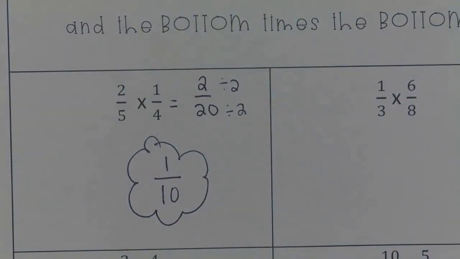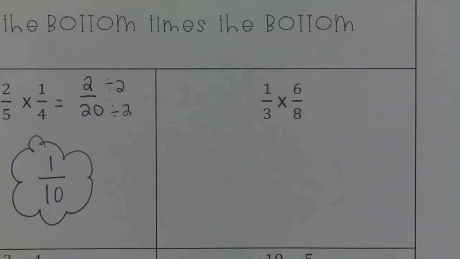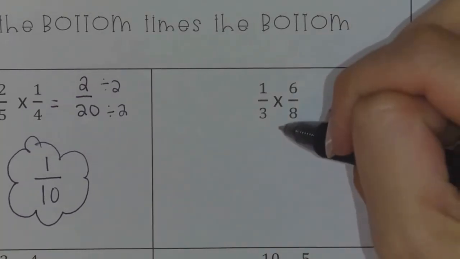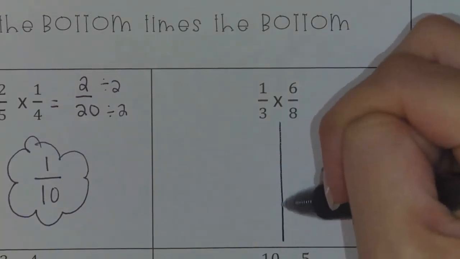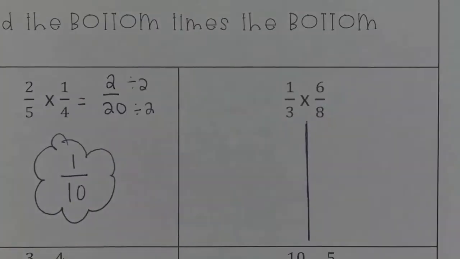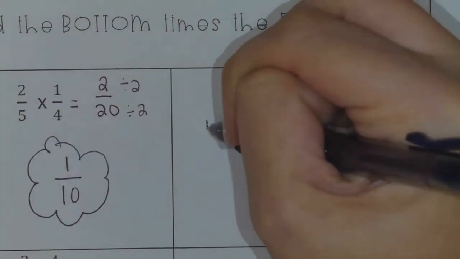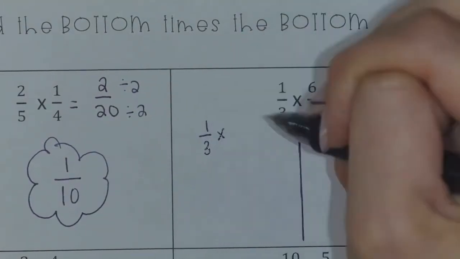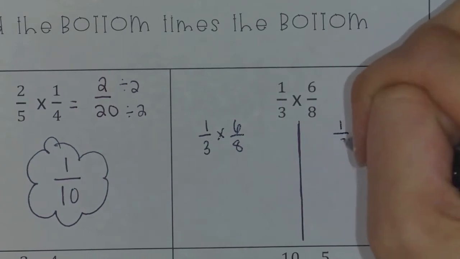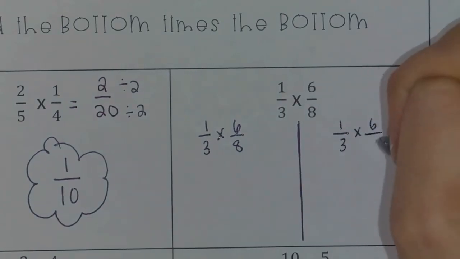Now, we're going to keep doing this, but I have a super secret math hack for you guys today. So I'm going to show you the super secret math hack on this next problem. So I actually want you to divide this in half. We're going to do it both ways. And I'm going to rewrite the problem both times just so I have some room here. So I have 1/3 times 6/8. And again, I'm going to rewrite it over here, 1/3 times 6/8.